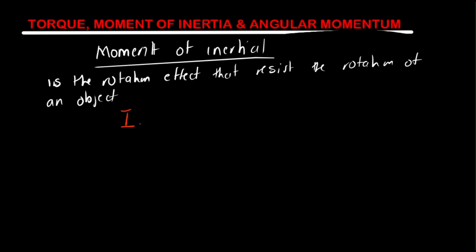We calculate the moment of inertia by saying mr squared. And the main units are kg meters squared. So this is what we call moment of inertia. We calculate it by mass times radius squared, and you have to make sure that the radius is squared. And that's what we call the moment of inertia.